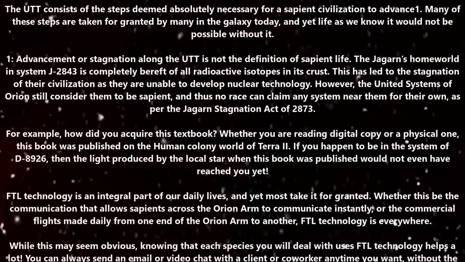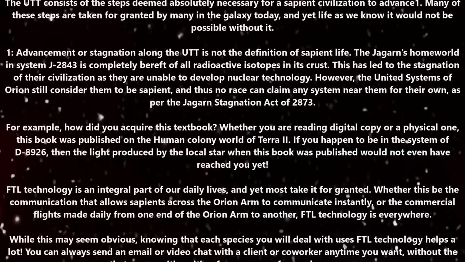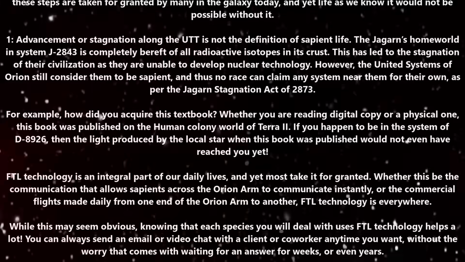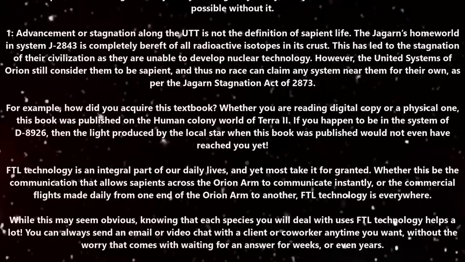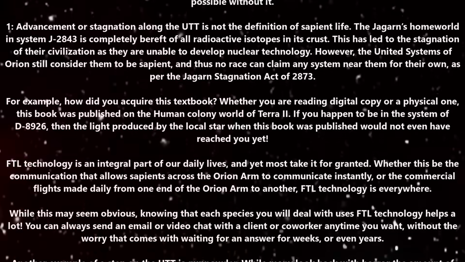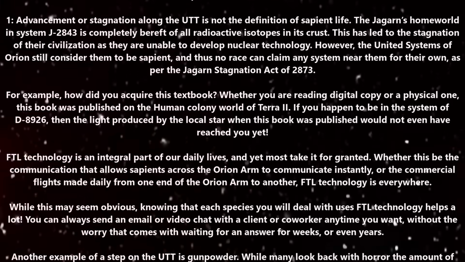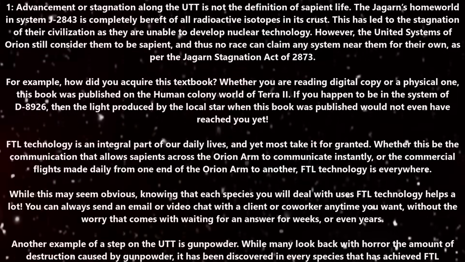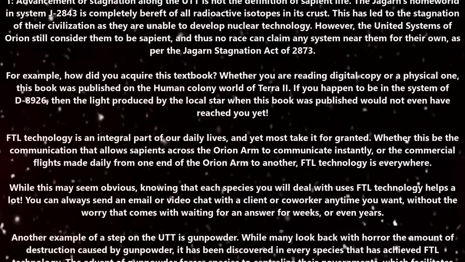For example, how did you acquire this textbook? Whether you are reading a digital copy or a physical one, this book was published on a human colony world of Terra 3. If you happen to be in the system of D8926, then light produced by the local star when this book was published would not even have reached you yet.